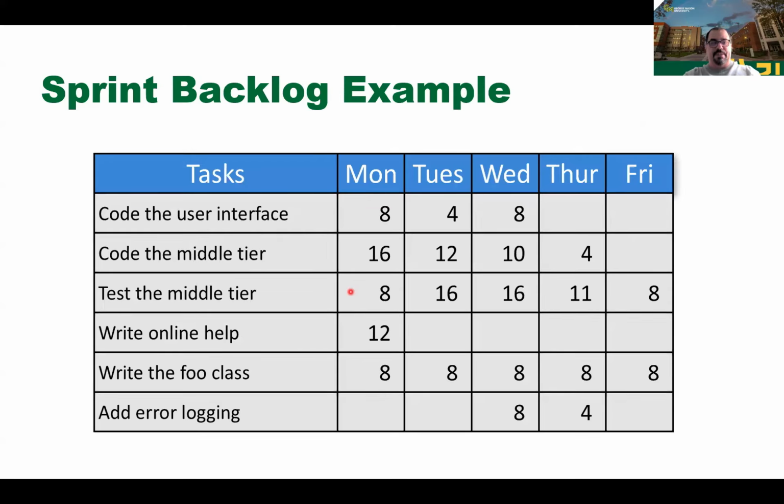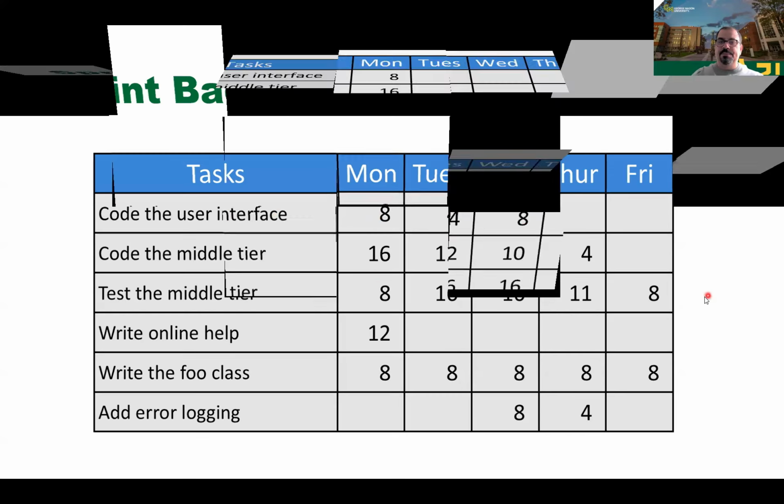For example, examples of a sprint backlog. You have code user interface, code mid-tier, test the mid-tier, write online help, write the foo class, add error logging. And if you see here, for example, code user interface, I spent 8 hours or 8 points here, 4 points here, 8 points here, and so on, okay?